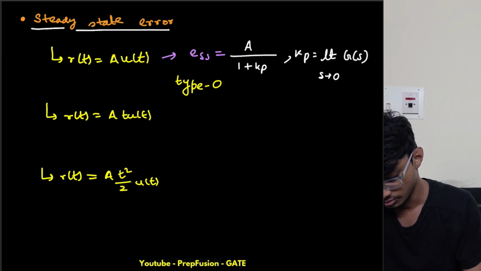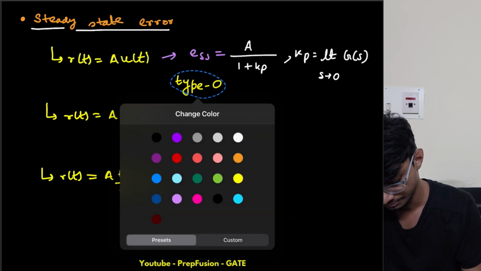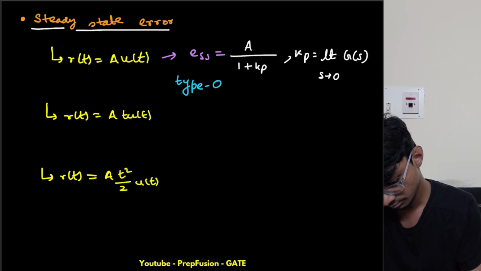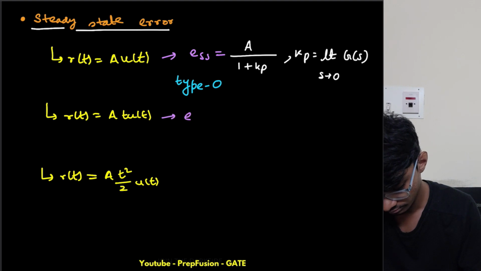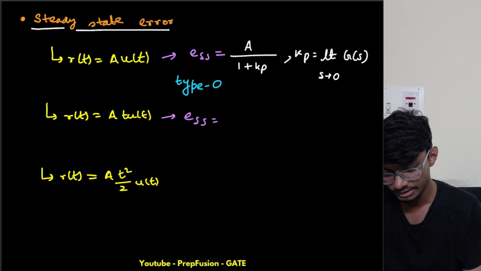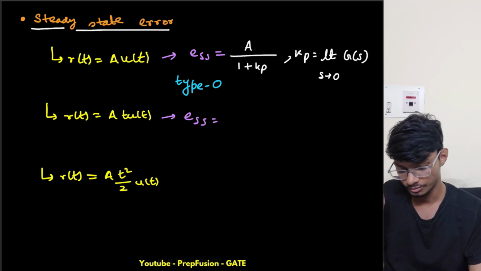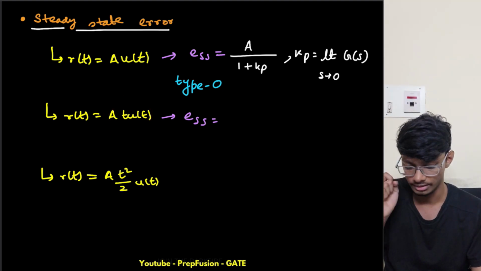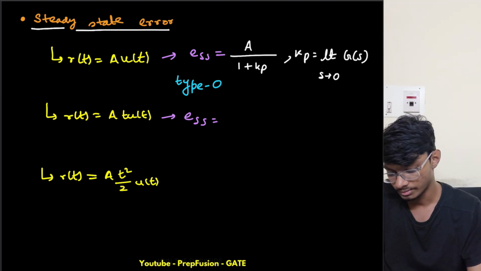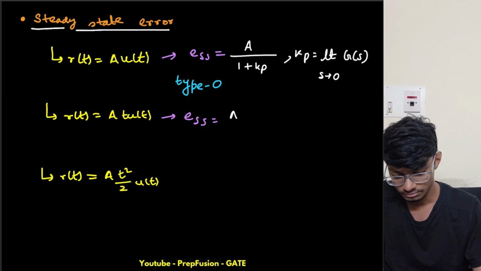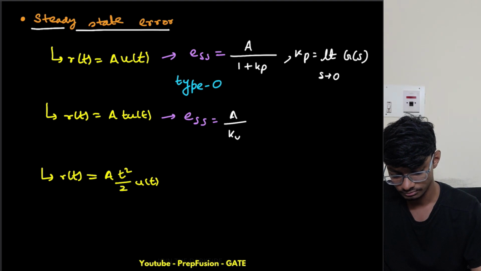Now what was the other case? Let me color this differently. ESS is equal to 1 by Kv, right? This is for the generalized case. If my input is a ramp and it has amplitude of A, then my ESS will become A by Kv. And what is my Kv equal to? Kv equals limit s tends to 0 of s G of s, right?